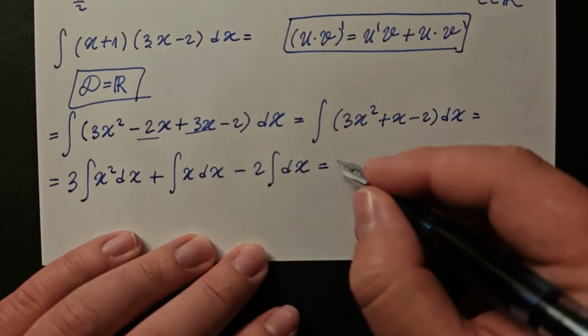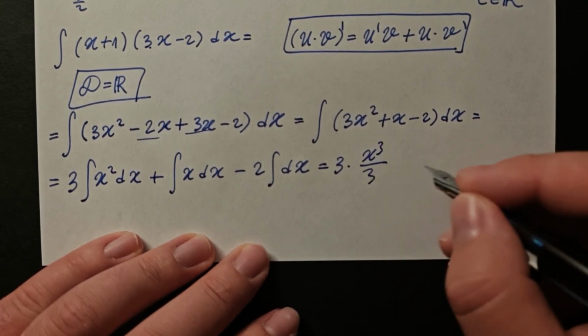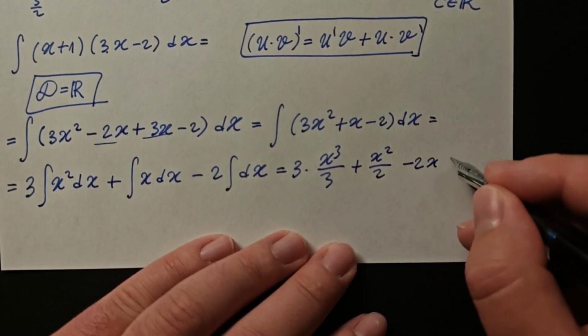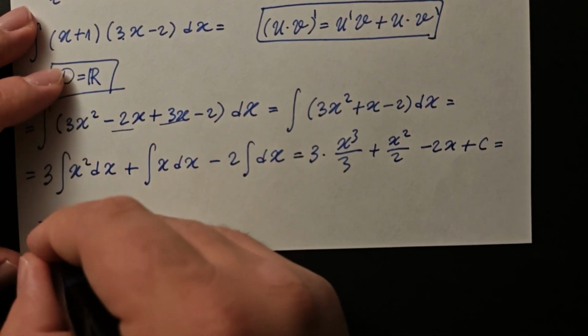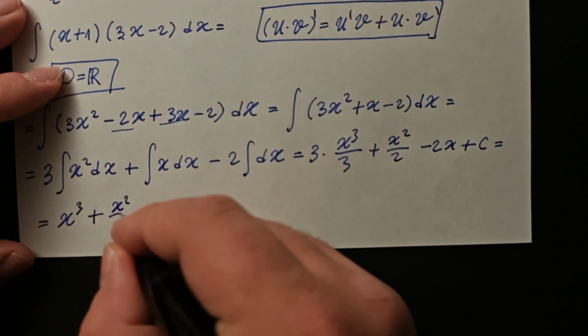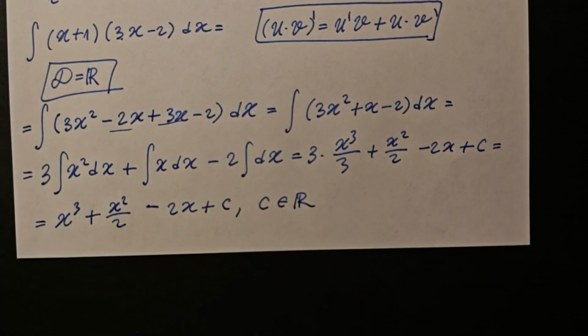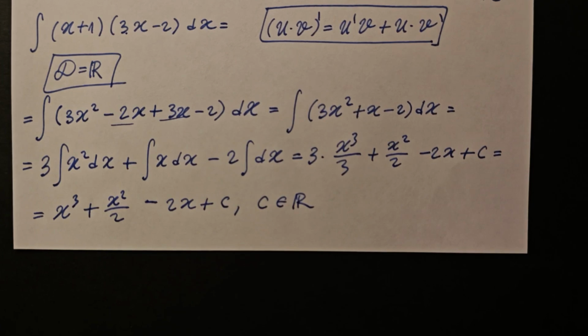So this is finally 3 multiplied by x cubed divided by 3, plus x squared divided by 2, minus 2x, plus c. So this is x cubed plus x squared over 2 minus 2x plus c, where c is a real number. The idea is to transform the problem so that it fits the basic integration rule. So far we were talking about the power rule, but that is just one of the basic integration rules. Other basic integration rules you can find in the table of basic integration rules.